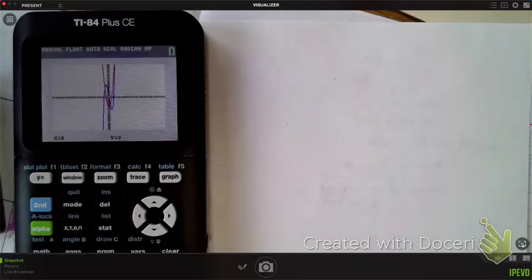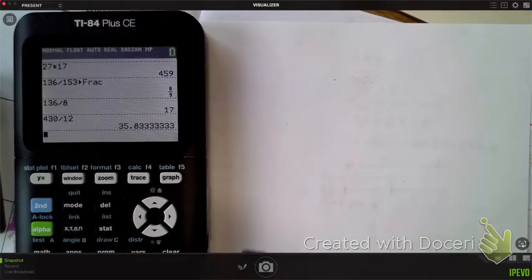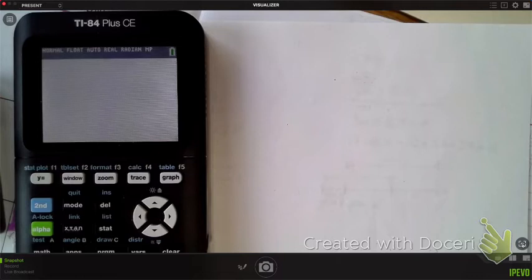Okay, so we are on 1-5 day 2. We're using a calculator. Now, you could go back and check your answers from yesterday by using a calculator if you'd like. But I'm going to show you using a calculator. There's 2 ways we can do this. We can do a table, or we can do the graph. So I'm going to show you both ways.